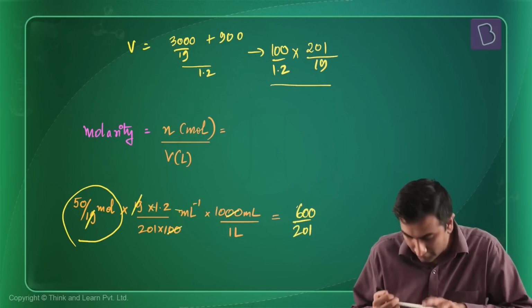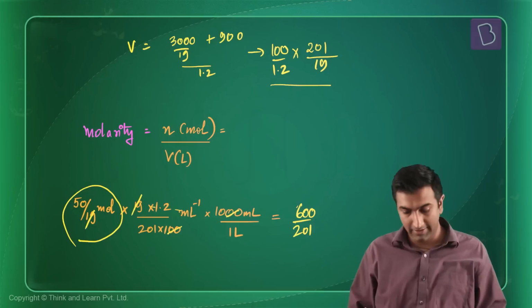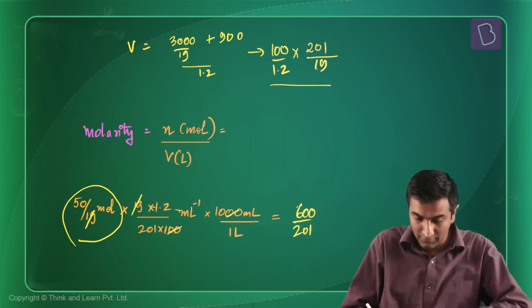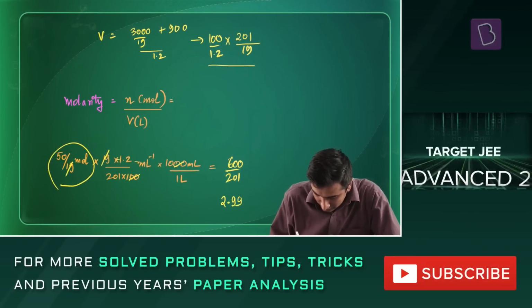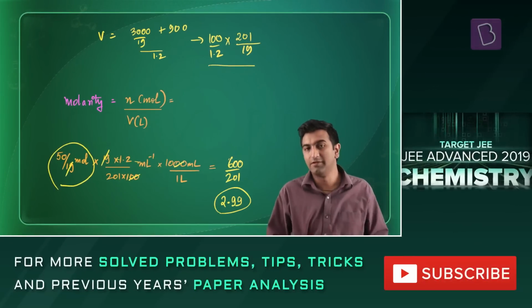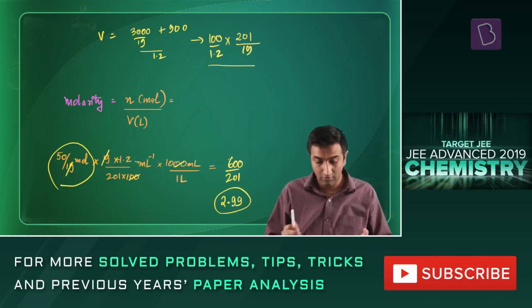So in a normal way of thinking, I would just mark the answer to be 3, right? But hey, you need 2 decimals, so I think this comes out to be something like 2.99. Yeah, so that's the answer. I think even 2.98 would be accepted as the answer. So there you go. That was a numerical.